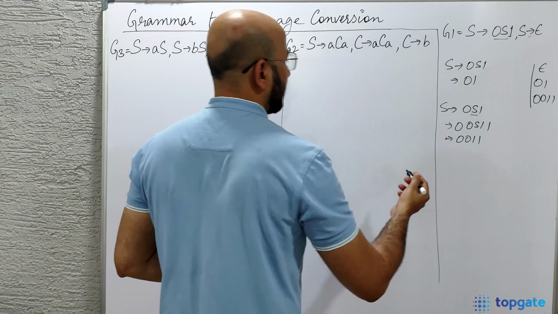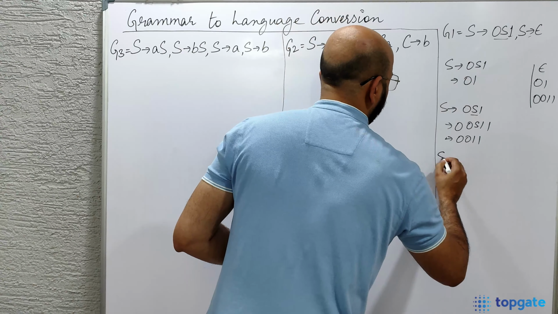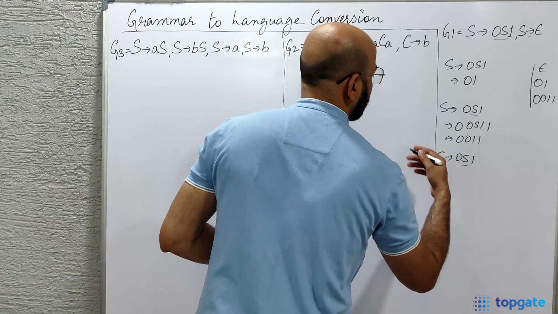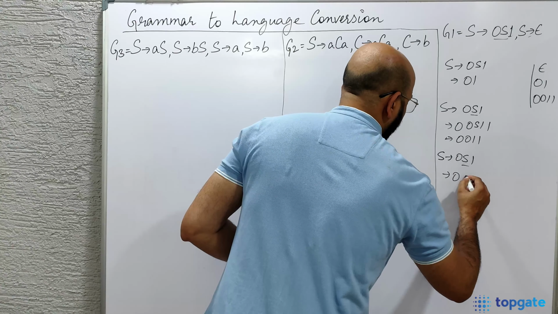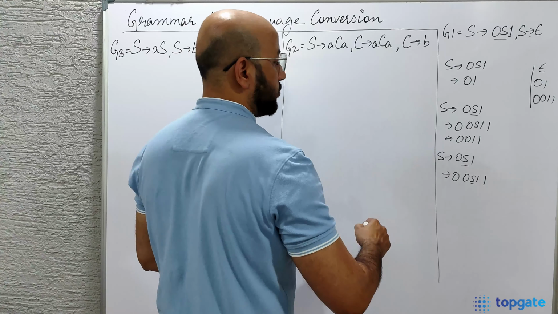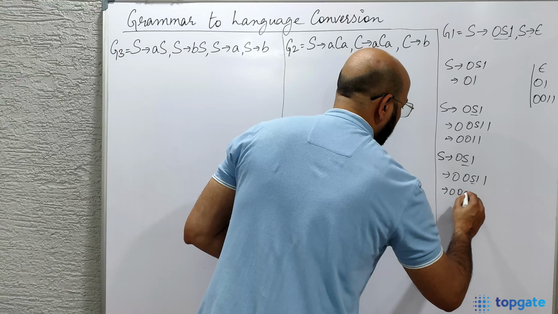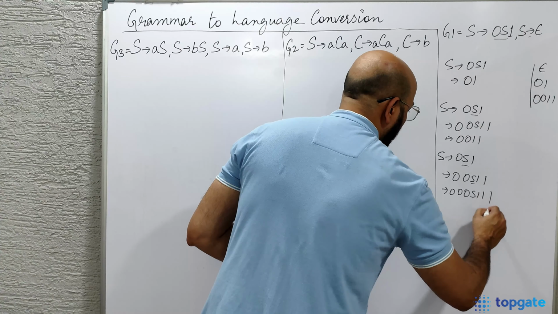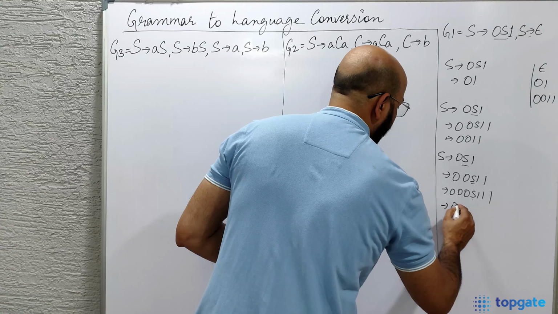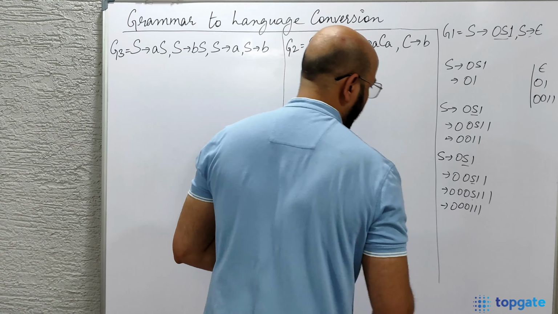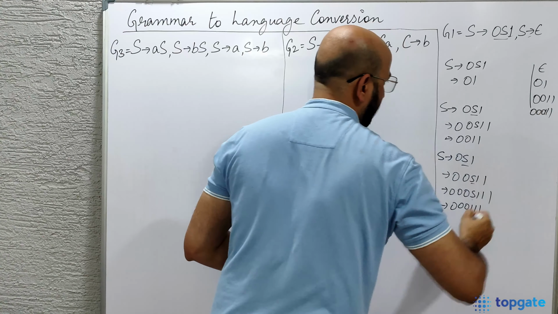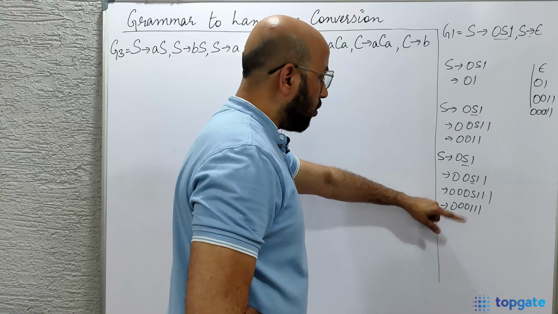Again, let's see what else I can generate. I'll use the rule S tends to 0S1. On this S, I can put 0S1 again, then again 0S1, that is 000S111. And then to terminate, I can put null here, which gives 000111. So the next string I got is 000111. I can go on and on.